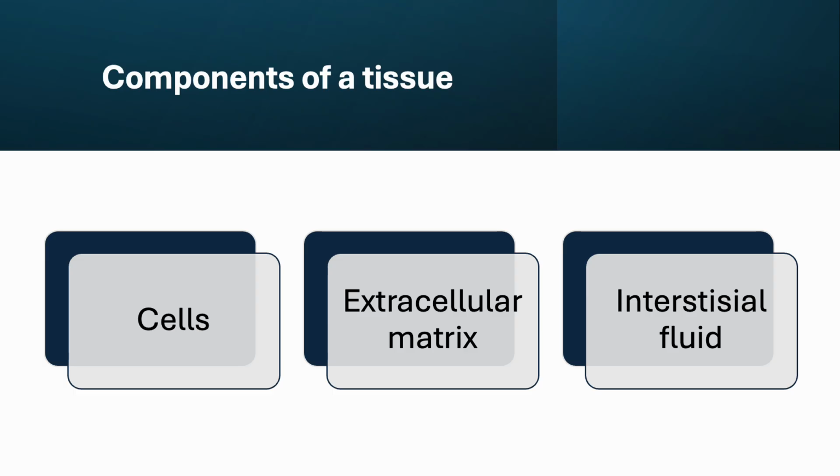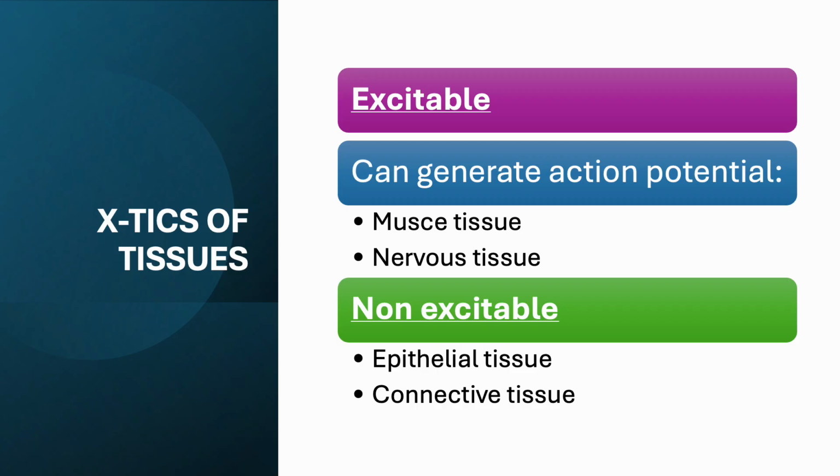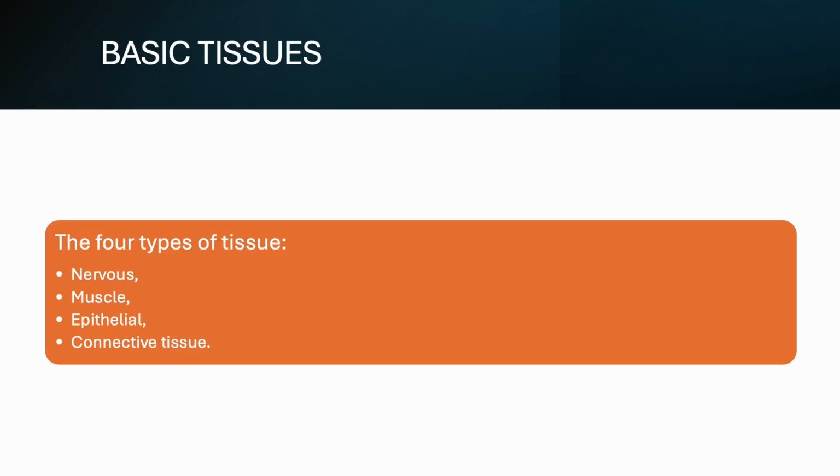Tissue is composed of the cell and extracellular matrix. Within the extracellular matrix, we also have the interstitial fluid. Some of the characteristics of tissues: it's excitable, that means it can generate action potential. That includes the muscle tissue and nervous tissue. Non-excitable tissues, that is epithelial tissue and connective tissue, can't generate action potential. We have 4 types of basic tissues: nervous, muscle, epithelial, and connective.